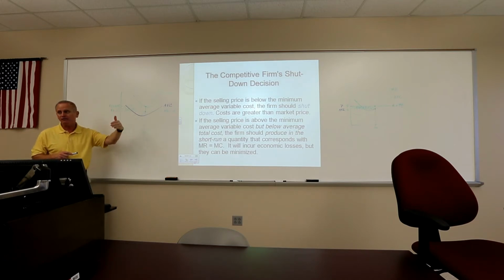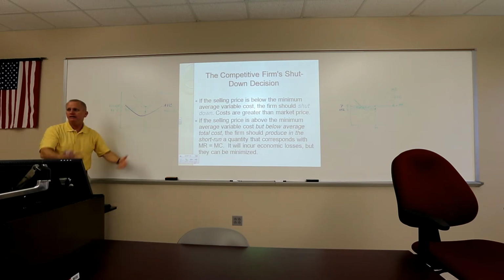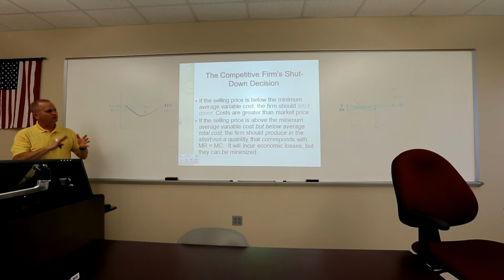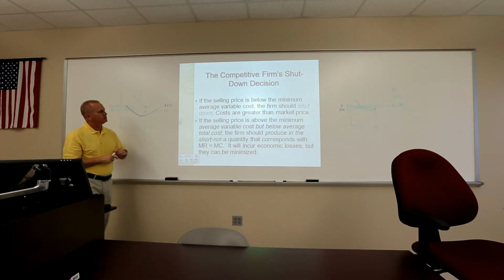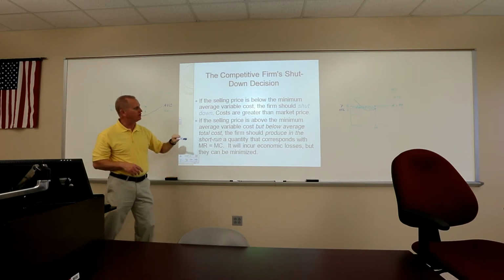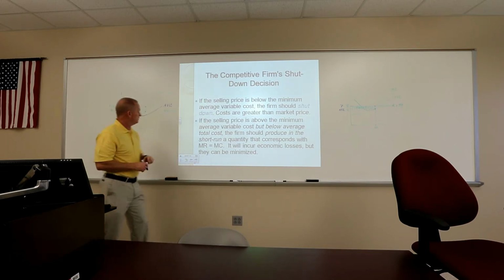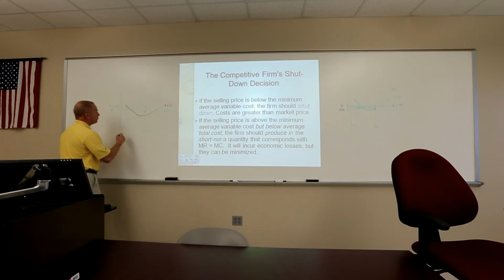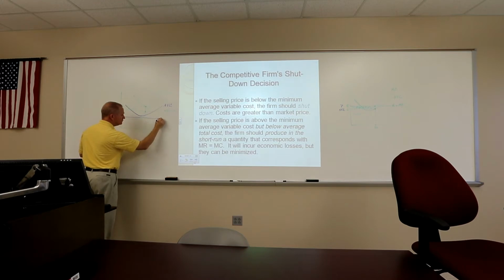Now they might lose money through the summer for a short period of time, the short run, but then when the winter season comes, they make money again and they're making profits. So restaurants are a good example. This one is, if the selling price is below the minimum average variable cost, the firm should shut down. Now this is the example here, where what if the price was there.